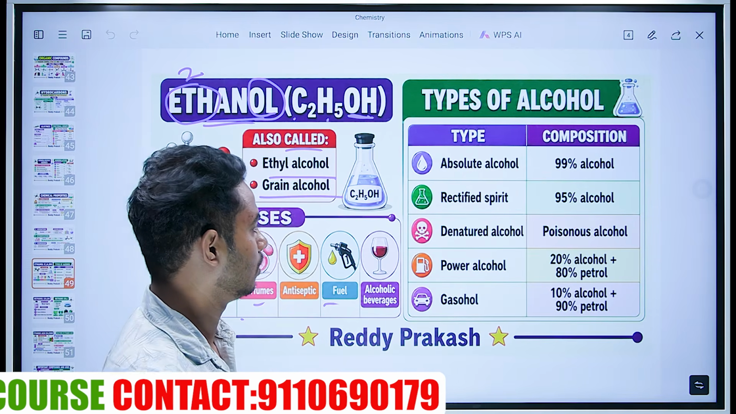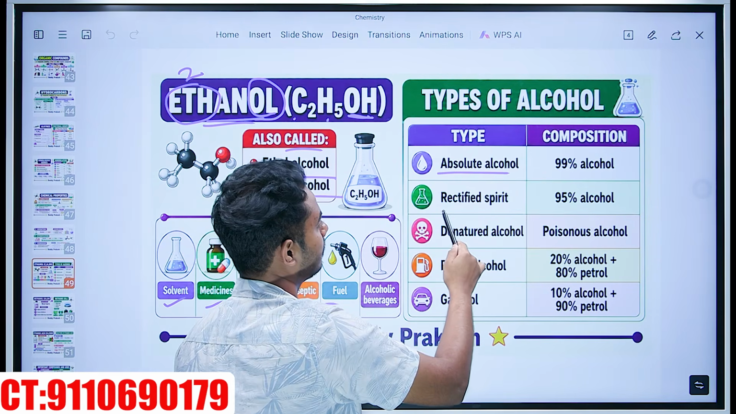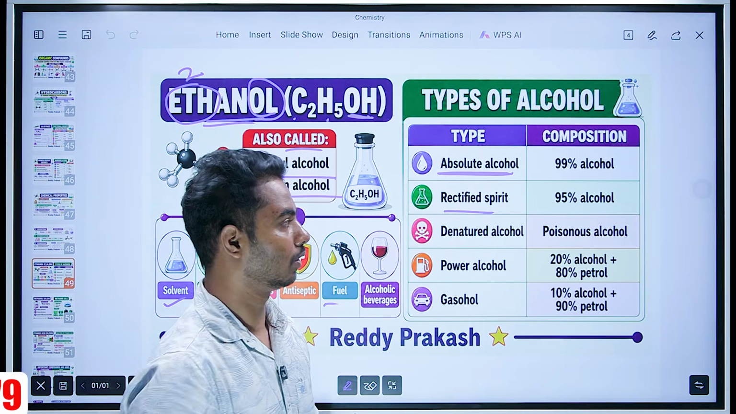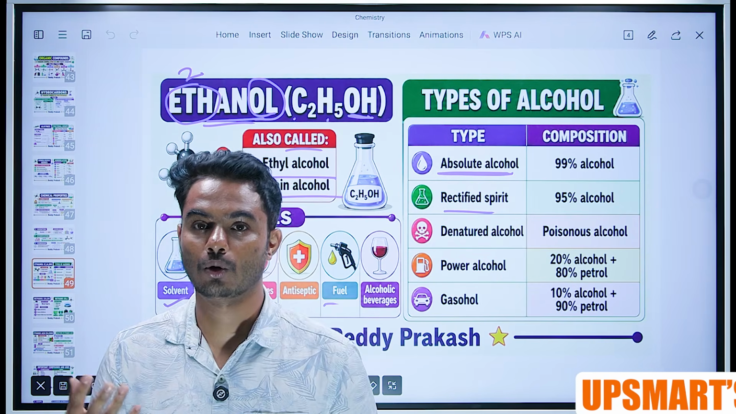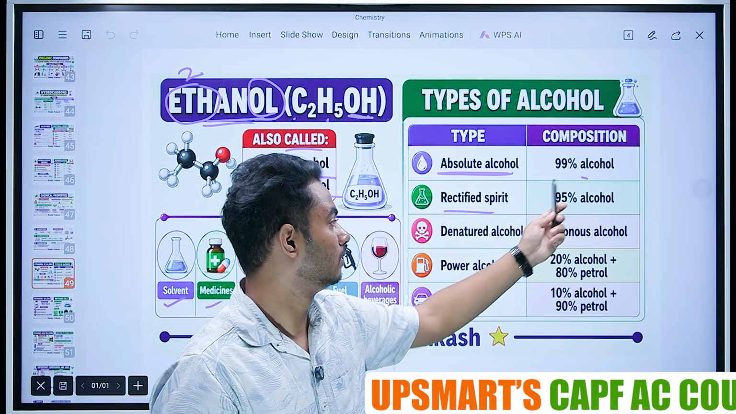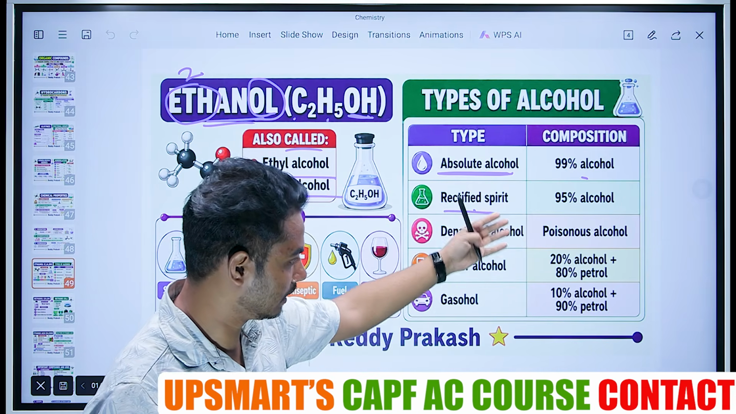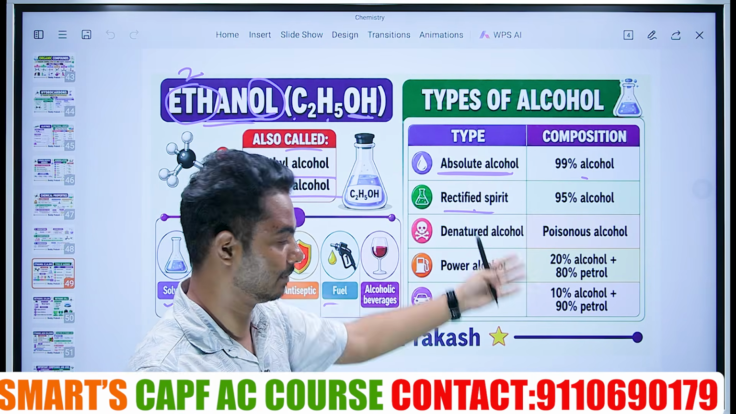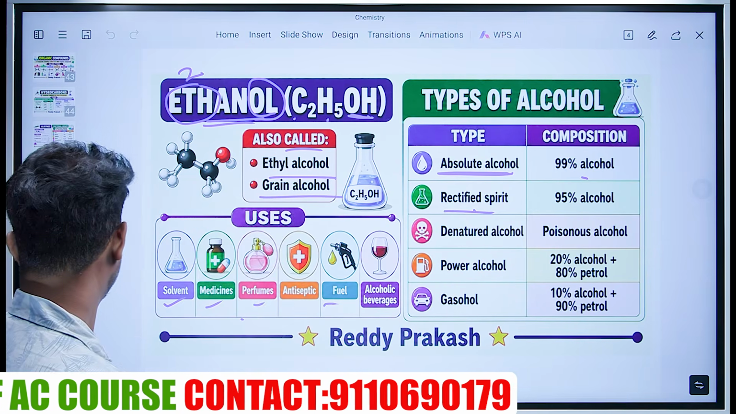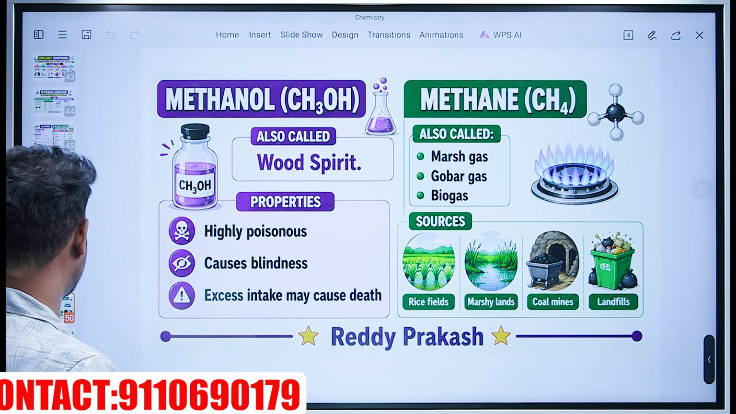But types of ethyl alcohol: rectified spirit, absolute alcohol. Absolute alcohol means almost pure alcohol. 99% will be alcohol. Rectified means 95%. You can read this. Power alcohol, gas oil, you should remember this. Easy only. Okay. Next is methanol and methane.